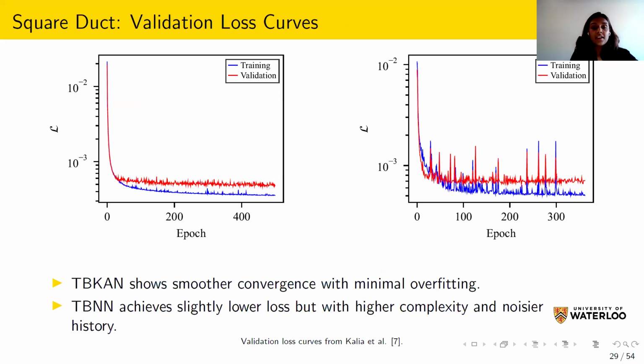Looking at the loss curves, TB-KAN does show a smoother convergence with minimal overfitting, even though the modified TBNN network had a slightly lower loss. It was a bit noisier.